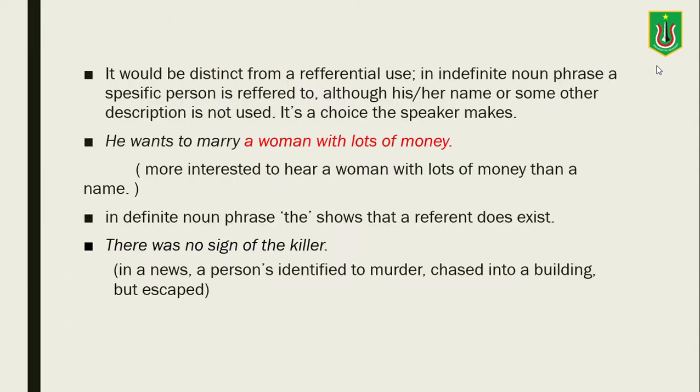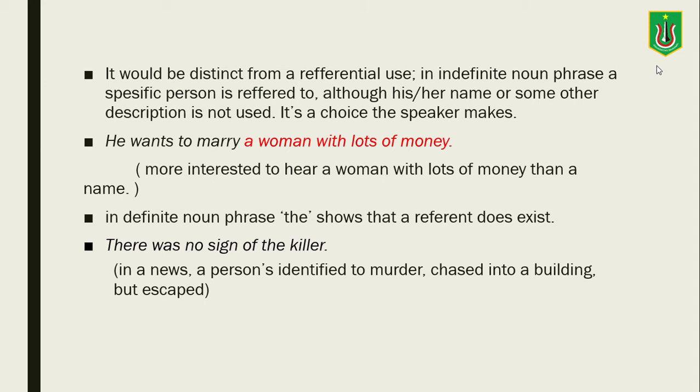Next would be distinct from referential use. In an indefinite noun phrase, a specific person is referred to, although his or her name or some other description is not used. It's a choice the speaker makes. For example, he wants to marry a woman with lots of money. From this sentence, the listener would be more interested to hear a woman with lots of money than a name.